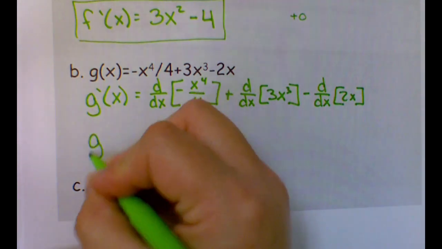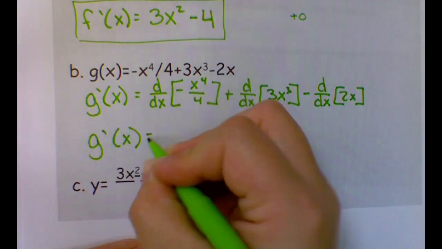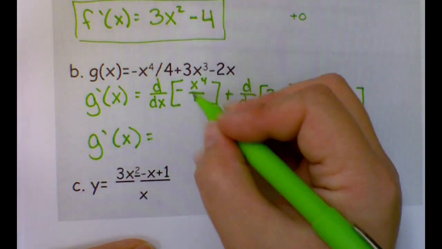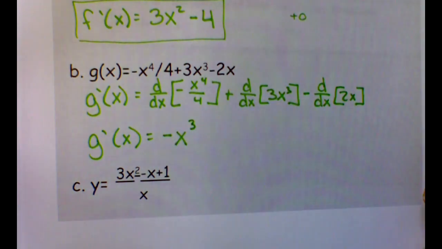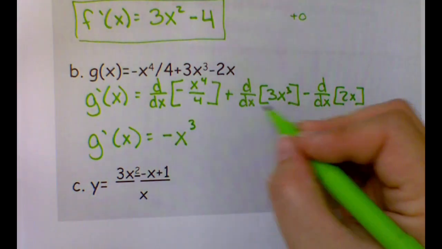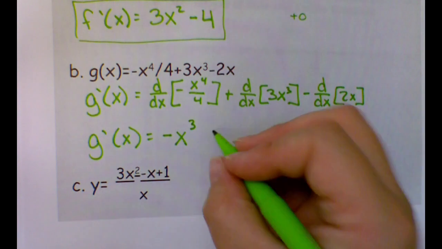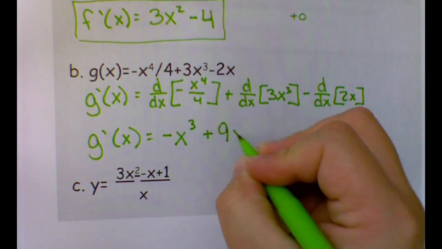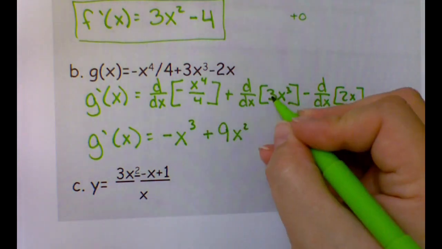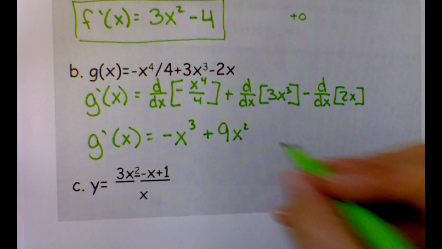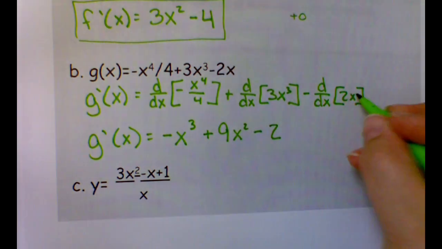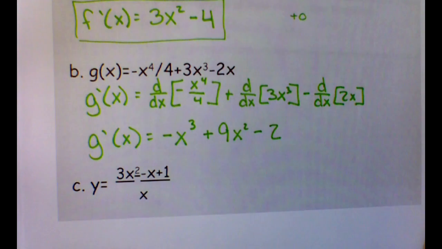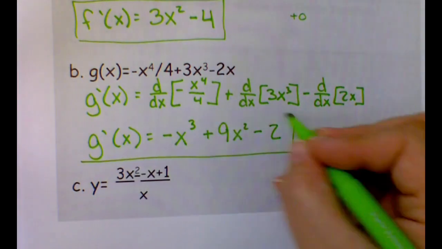So now I'll find my actual derivatives. I bring down my power and the 4's end up canceling, so I have negative x to the third power because I subtract 1 from my exponent. The derivative of 3x cubed is going to be plus 9x squared because I multiply by the 3 and then subtract 1 from my power, minus the derivative of 2x is just 2 because I multiply by 1 and subtract 1 from my power. There's my derivative. Done.